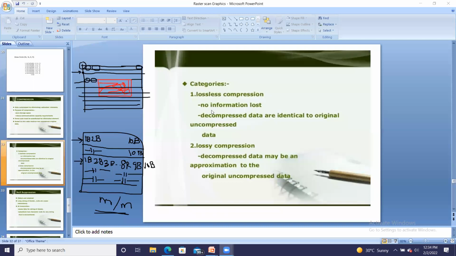So that is lossless. And in lossy compression, the decompressed data is an approximation to the original data. Here exact or accurate data is not received. That is, whatever data I am sending, the same data is not received, but some losses take place and we are getting an approximation to the original data. So this is called lossy compression.